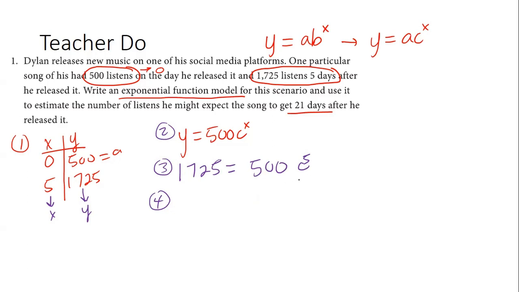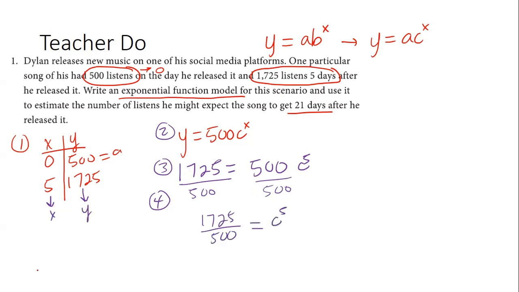This is multiplication. We're going to divide. Remember, when you are undoing, you got to start from the bottom of PEMDAS. So you're working your way up. You can't touch the power until you've dealt with your multiplication and your division. Does that make sense? So we're going to divide both sides by 500. And we're going to leave it as a fraction. 1,725 divided by 500 equals c to the 5th.